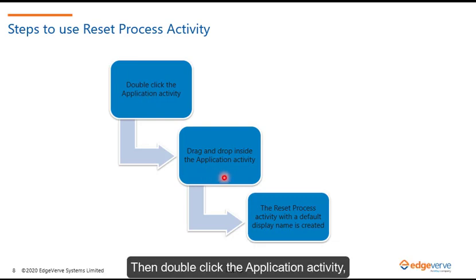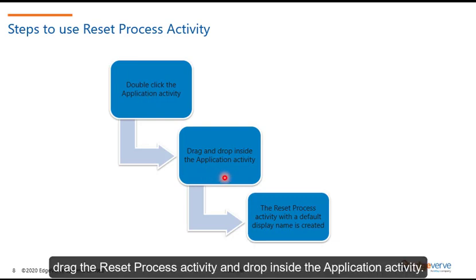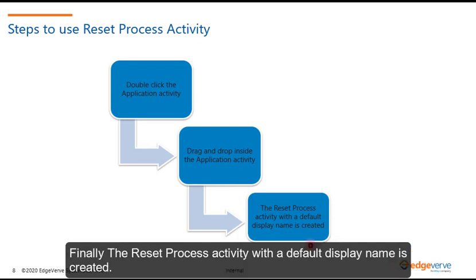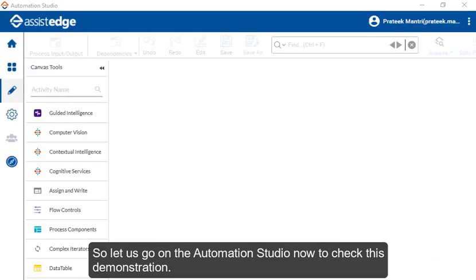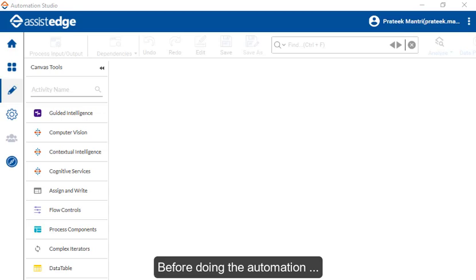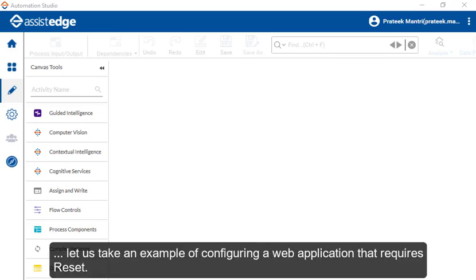Then double-click the application activity, drag the reset process activity and drop inside the application activity. Finally, the reset process activity with a default display name is created. So let us go on the Automation Studio now to check this demonstration. Before doing the automation, let us take an example of configuring a web application that requires reset.